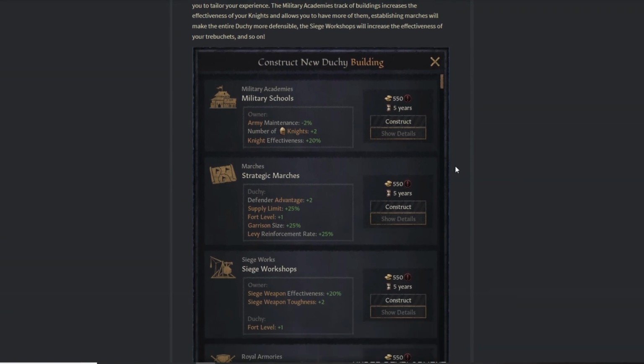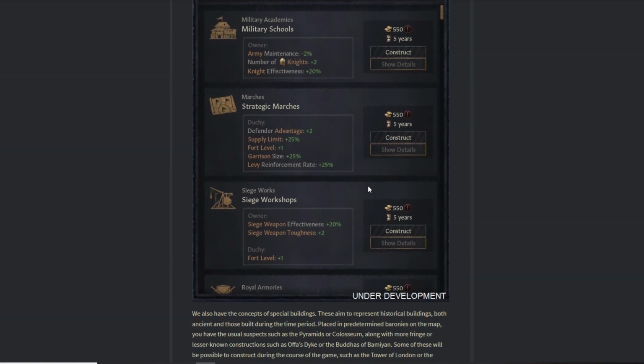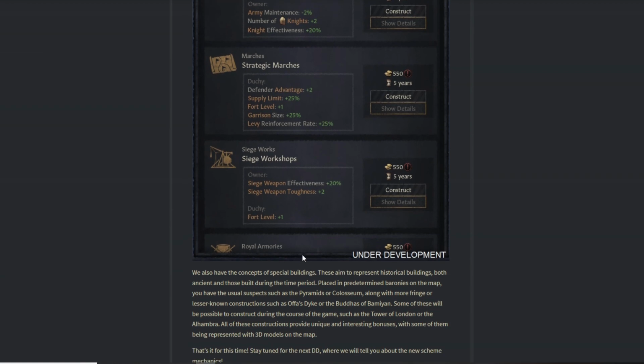Leading us to duchy buildings here, we have a military academy, giving us a high knight effect and more of them, but only +2, which means they might be very limited, seeing as that is a 550 gold, 5-year constructed building. Marches, defender advantage +2, dice rolls, good, I like dice rolls. Supply limits +25, fort level, garrison, levy reinforcements, all that, good. Good numbers there. Siege workshops, terrific. Siege weapon toughness, all well and good. Royal armories, we don't get to have a look at, but that'll be very interesting.